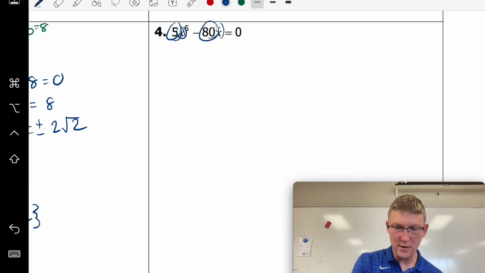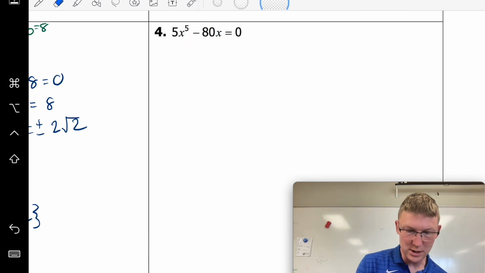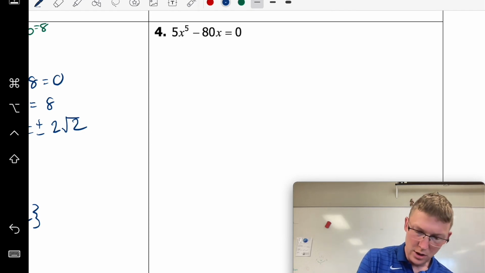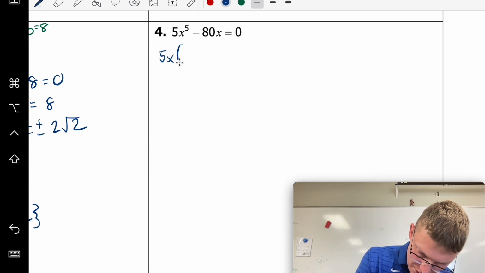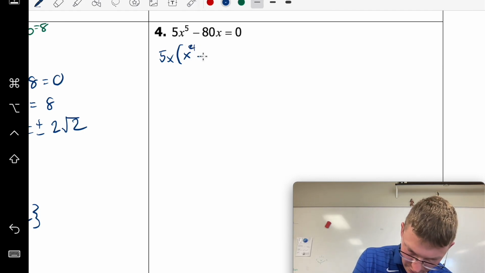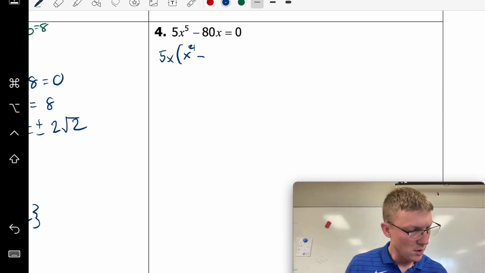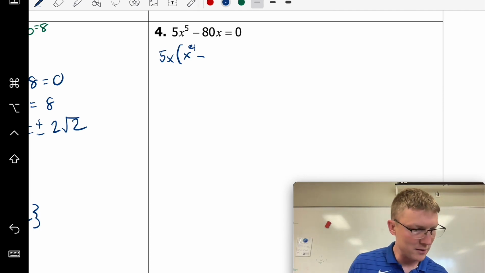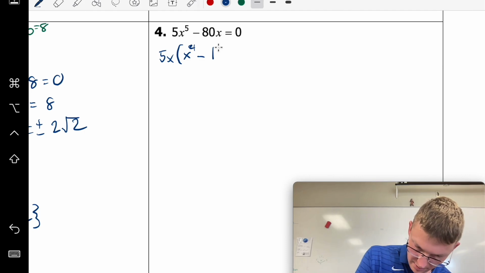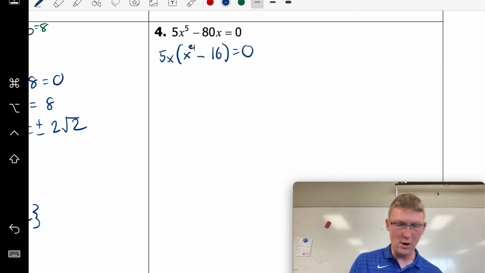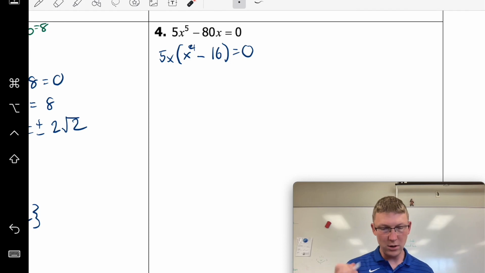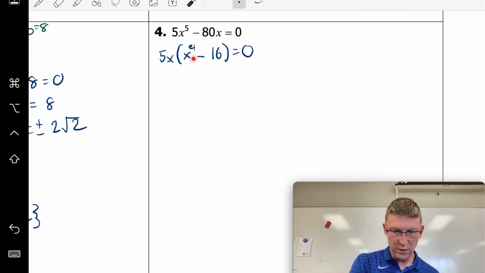Looking at number 4, I see a 5, I see an x, I see another 5 that I can pull out, and I see an x. Step 1 in factoring, always pull out as much as you can, the greatest common factor. So we're going to pull a 5x out. So now we're going to have x to the 4th minus whatever 80 divided by 5 is, 16, equals 0.